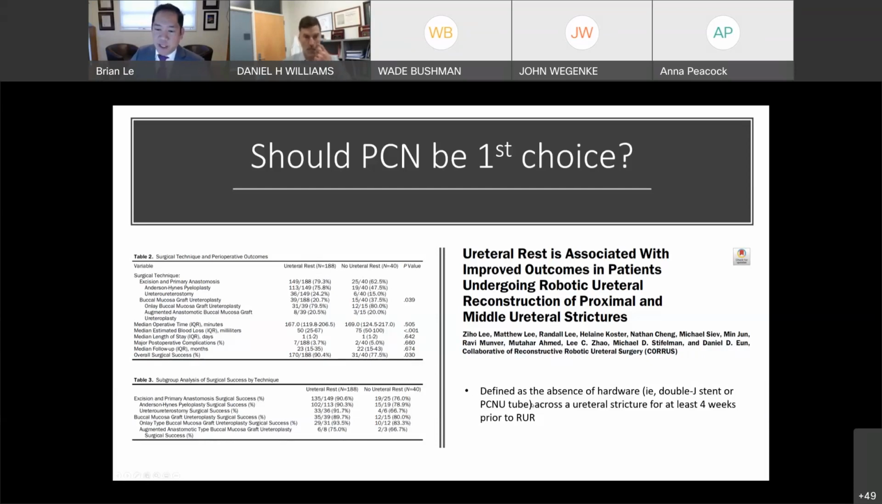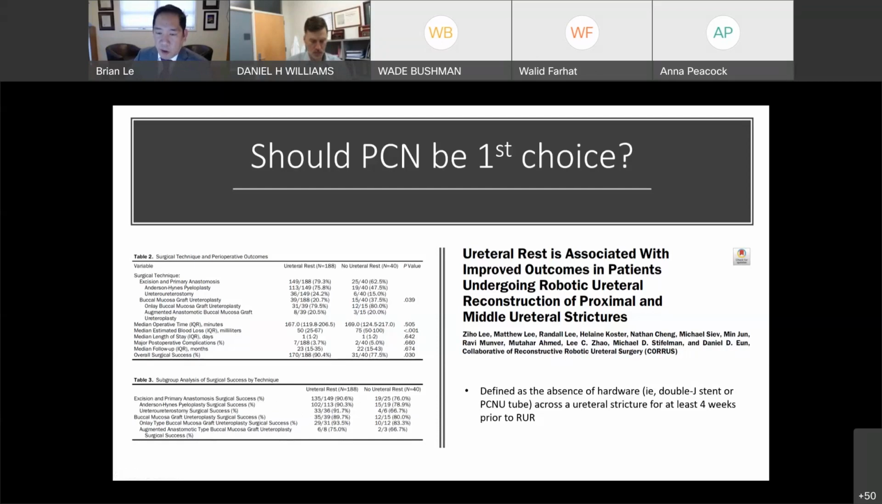And they define ureteral rest as the absence of anything across the ureteral stricture for at least 4 weeks prior to the reconstructive attempt. When they divide it by technique, let's just say excision and primary anastomosis, surgical success is better at 90% versus 76%. Pyeloplasties, which is more UPJ stricture, I also feel like they get higher. They also talk about buccal mucosa graft ureteroplasty, and I'll discuss more about what that is and how that looks.